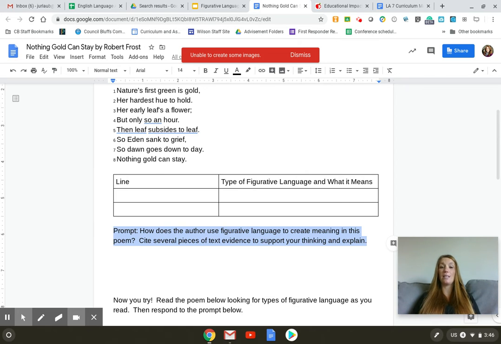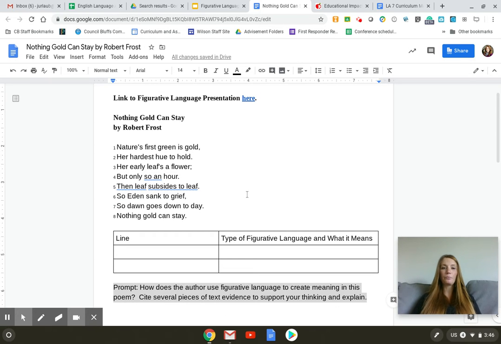And then it says to cite several pieces of text evidence to support your thinking and explain how it does that. So I'm going to model that for you so you can see what that looks like, and then you'll be able to do the work on your own. So let's just read it once through together, and we'll go back and look for the figurative language, okay?